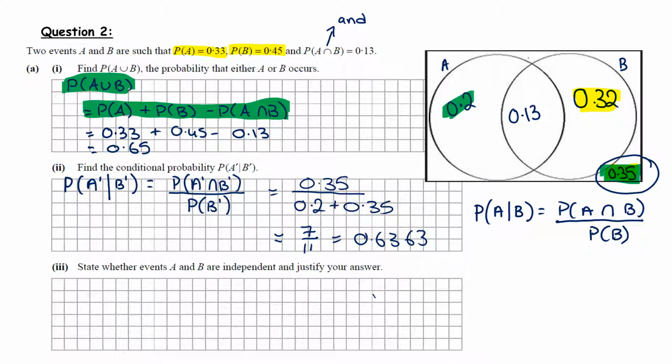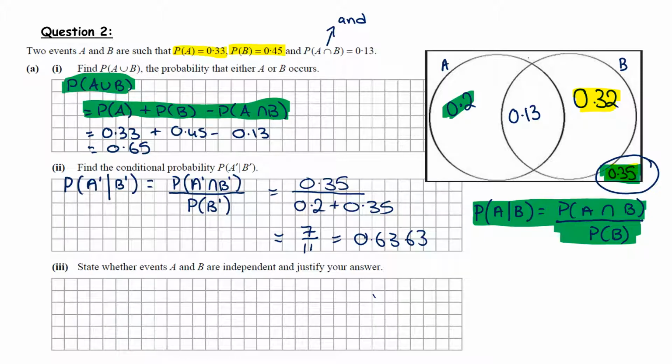Now, state whether the events A and B are independent, justify your answer. So, I forgot to say at this point that the conditional probability formula would need to be learned. So this formula here, you would need to know off by heart. That's your conditional probability formula.